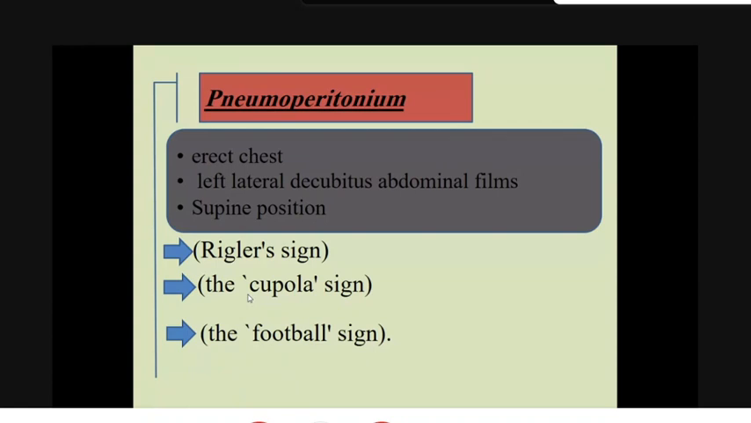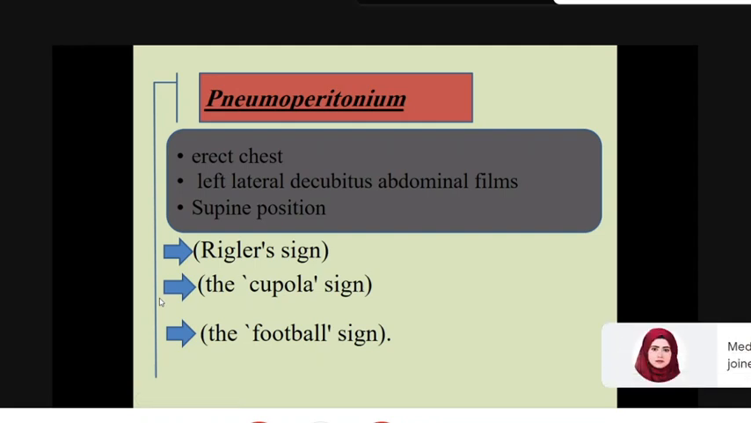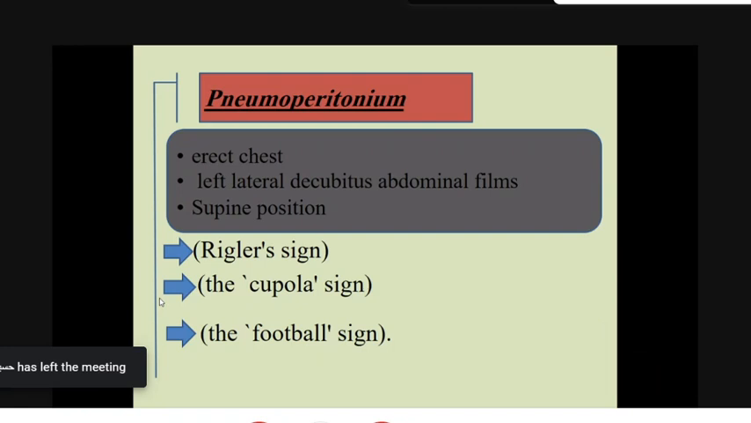A large amount of gas may accumulate beneath the diaphragm. This is called the cupola sign, and this is seen on the supine, not on the erect plain film. Or a large amount of free gas may accumulate in the center of the abdomen over a fluid collection, and this is called the football sign. The cupola sign is visualization of a large amount of gas under the diaphragm.